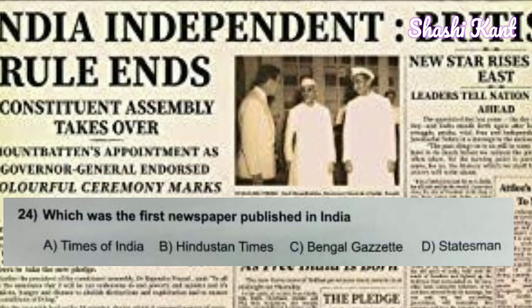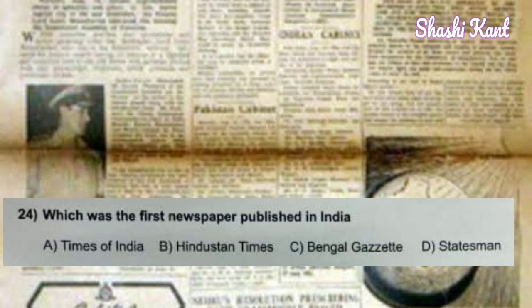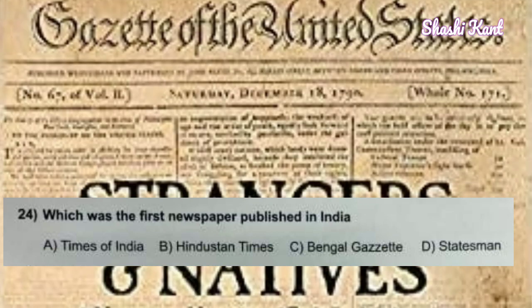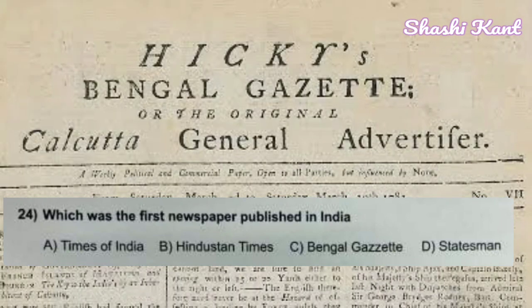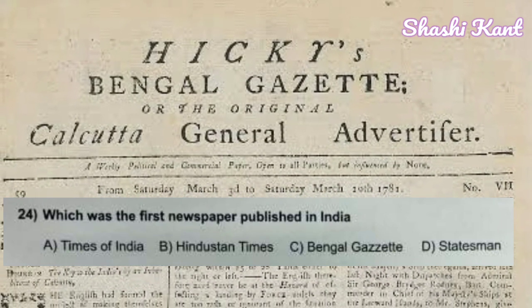Question number 24. Which was the first newspaper published in India? Options are A. Times of India, B. Hindustan Times, C. Bengal Gazette, D. Statesman. And the correct answer is Hickey's Bengal Gazette, but you can call it Bengal Gazette. Option number C is right.